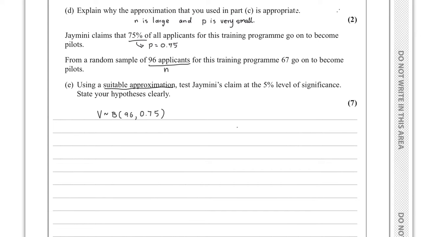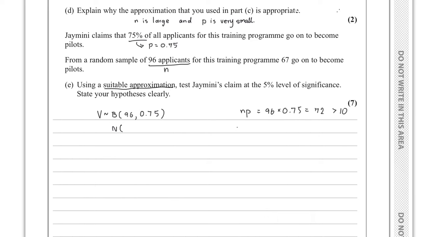So let's see what kind of approximation we are going to use here. N is 96, so N is large, and P is 0.75, which is not very small. But we can check NP again, which is 96 times 0.75. It is 72, which is way more than 10. So in this case, we can't use Poisson approximation. So without Poisson distribution, we just have to use normal approximation.